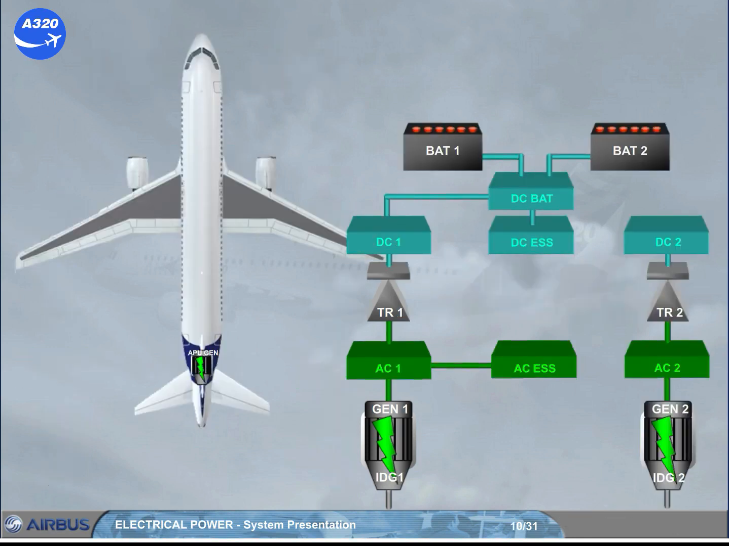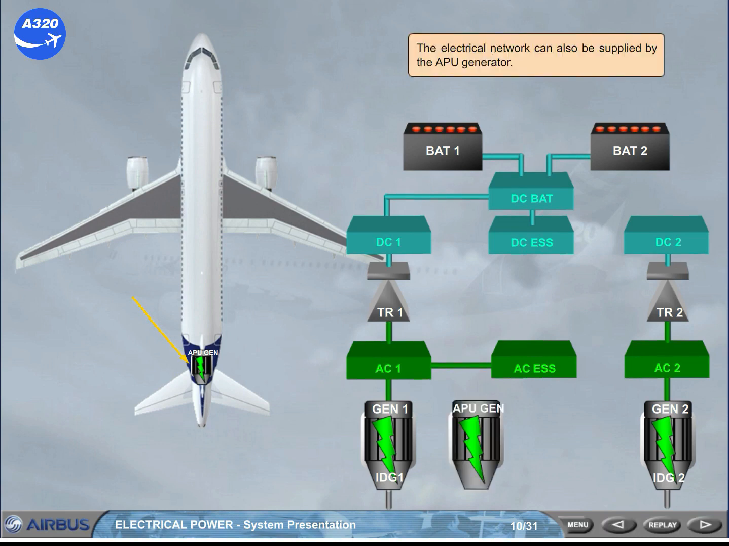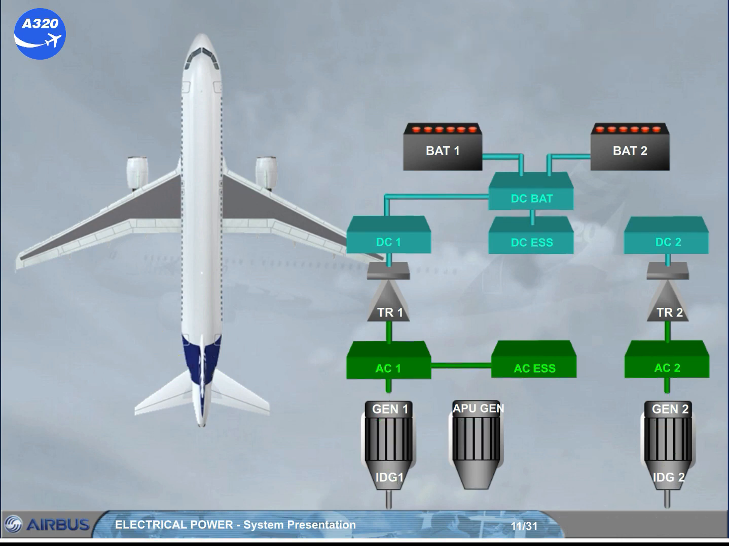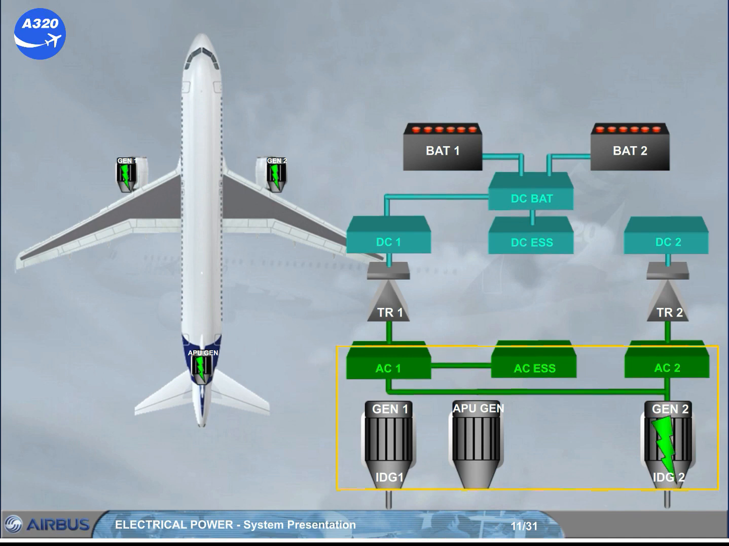The electrical network can also be supplied by the APU generator. These three generators are all identical, and any one of them can supply the entire aircraft electrical needs. For that, a bus tie contactor, BTC logic, allows the AC buses to be supplied from only one engine generator, or only the APU generator, or an engine generator and the APU generator, or both engine generators.